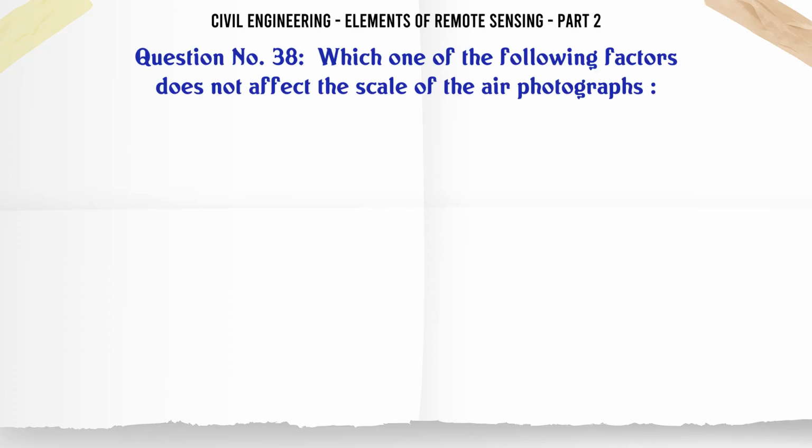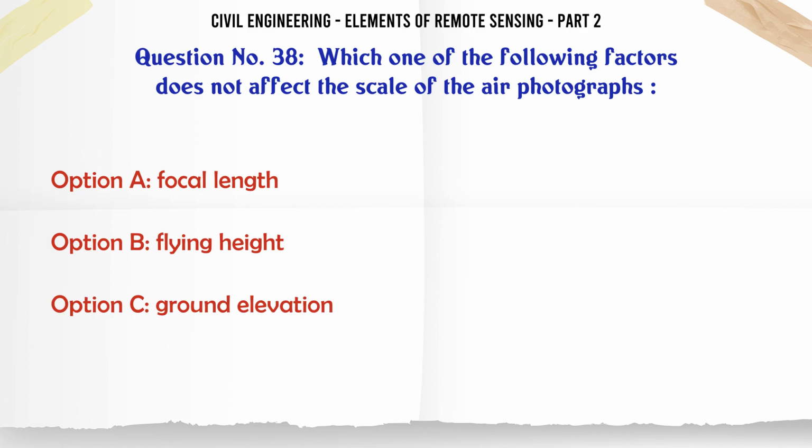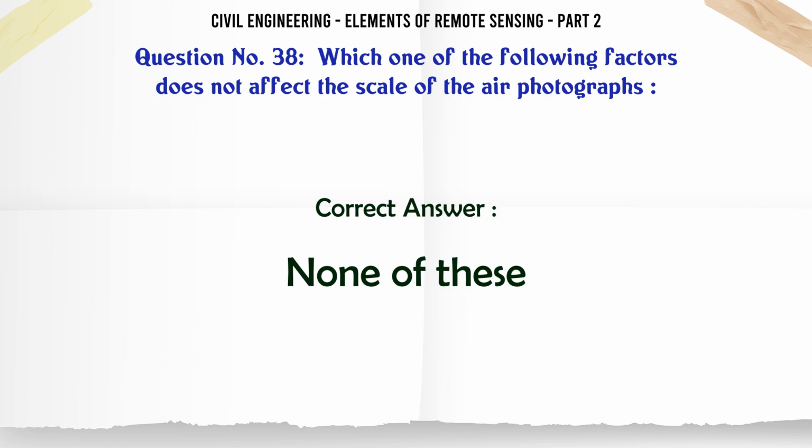Which one of the following factors does not affect the scale of the air photographs? A. Focal length, B. Flying height, C. Ground elevation, D. none of these. The correct answer is none of these.